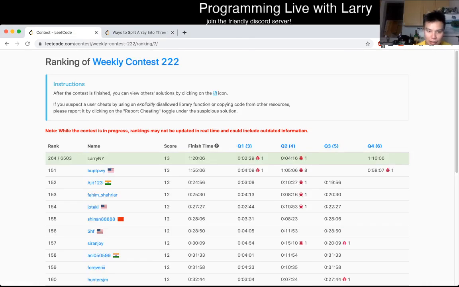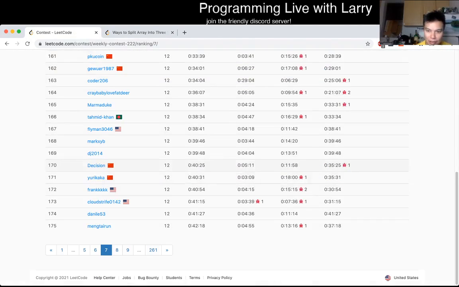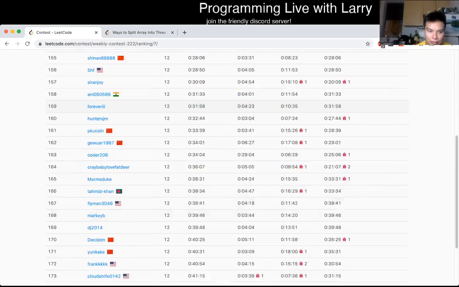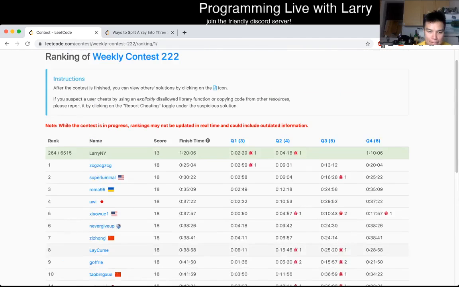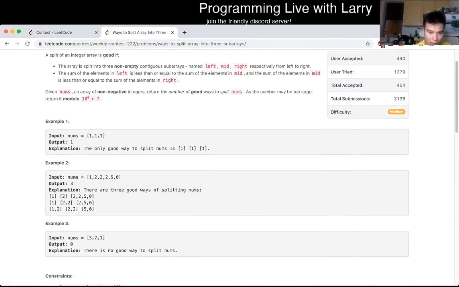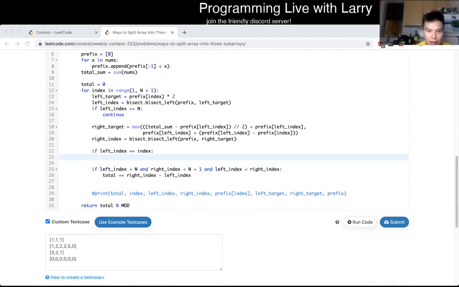Still not a great score because a lot of people got the first three or the Q3. But it is true that today I just don't have the grind in me. Shouldn't have done it.